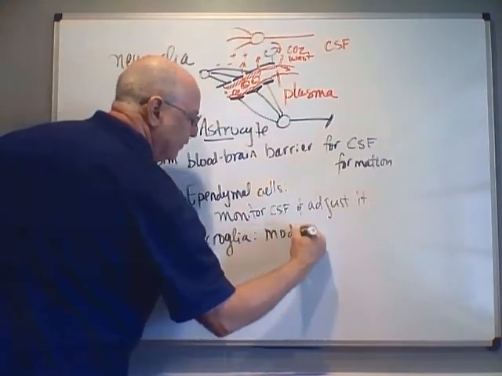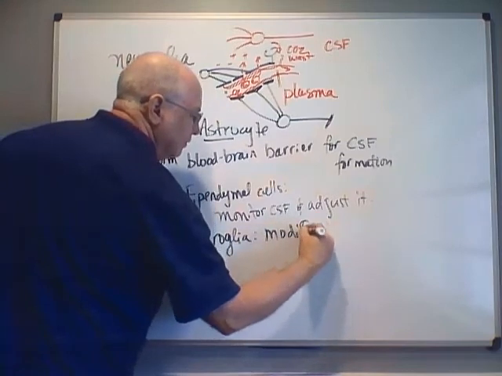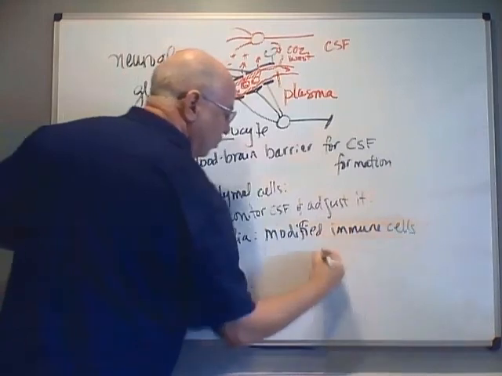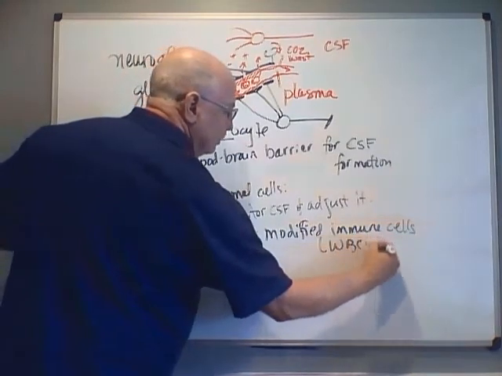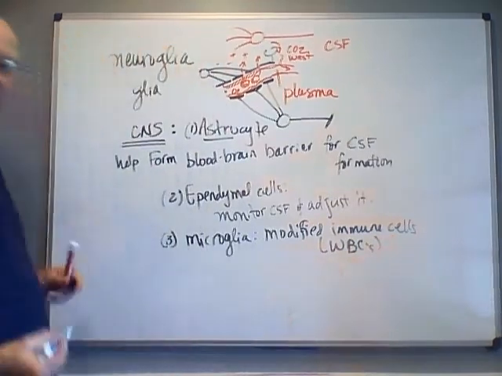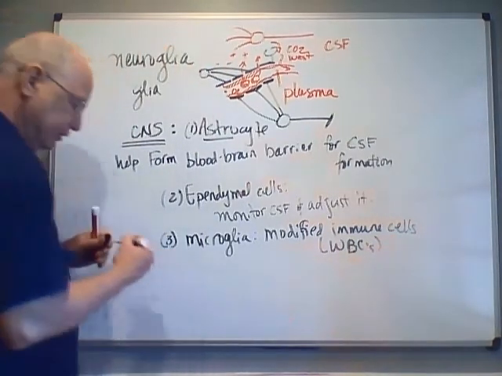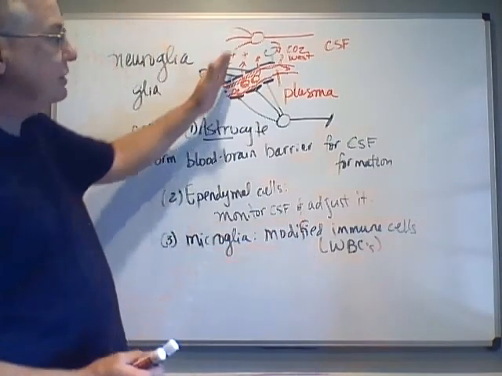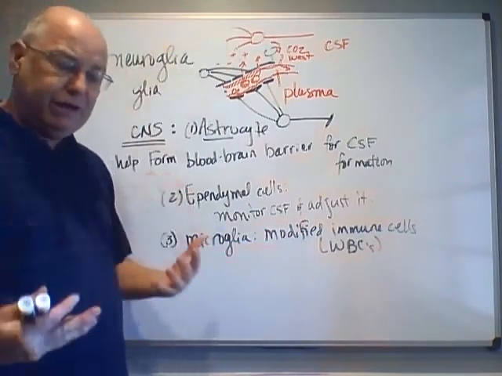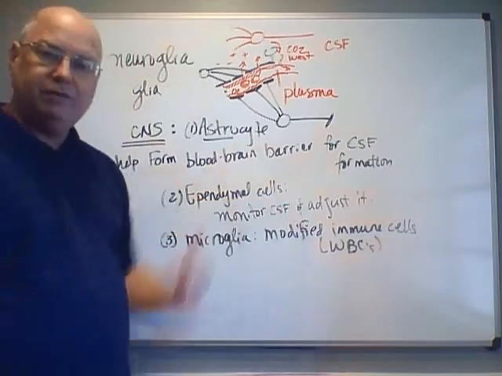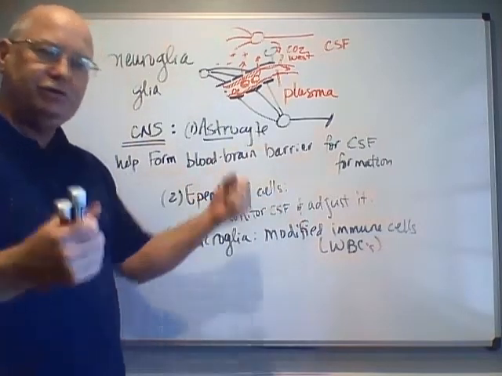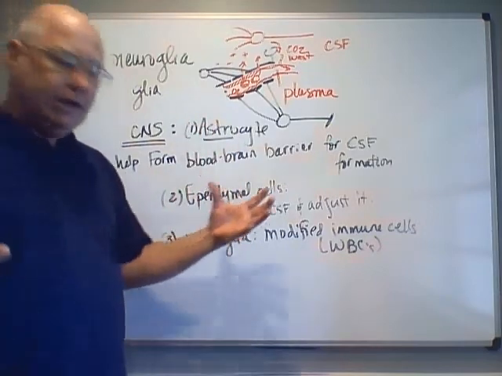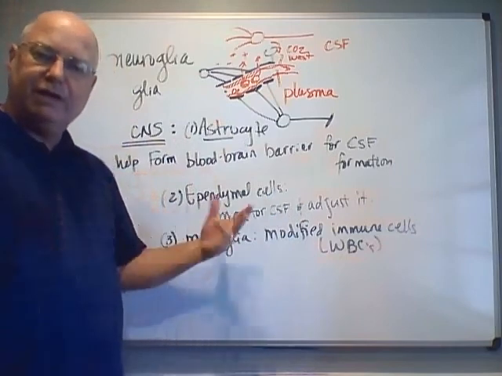Microglia are modified immune cells, or white blood cells. We usually abbreviate white blood cells as WBCs. Just like any immune cell, anything that does sneak out through the blood-brain barrier into the brain that doesn't belong, they can gobble it up. They are phagocytic, and they cruise around the brain looking for trash and debris and things that don't belong, and they literally consume it, break it down, and digest it.